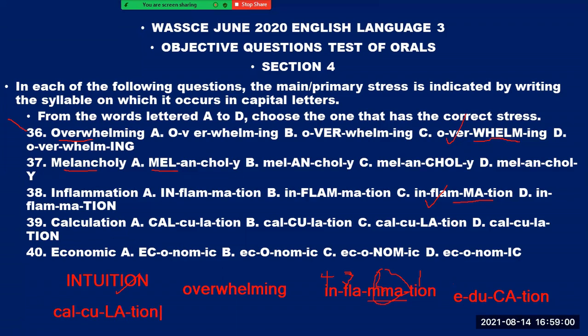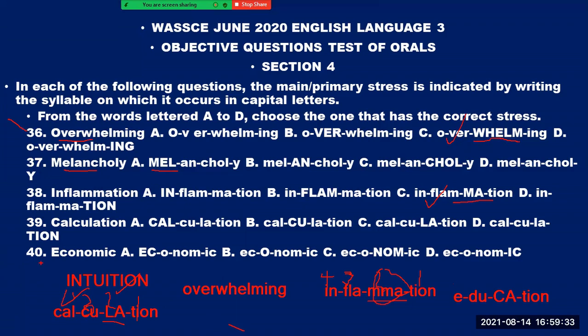The reason being that already with the rule of intuition, we already know. All right. So this is syllable number 1. This is 2. This is 3. And this is 4. So we place stress on the second syllable from the end of the word.